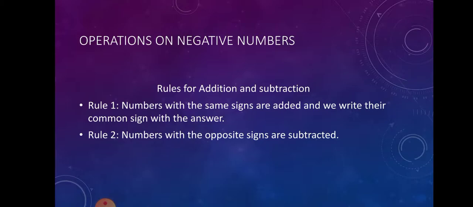First of all, once again, rule one says that numbers with the same signs are added and we write their common sign with the answer, and rule two says that numbers with opposite signs are subtracted.